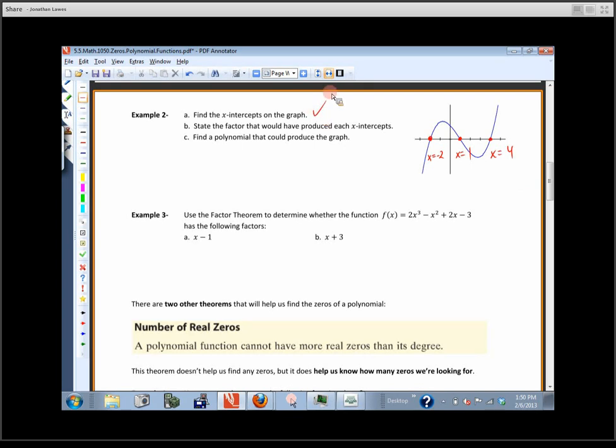State the factor that would have produced each of the x-intercepts. Or we probably should say sketch or state one possibility for each one of the factors. So if -2 is a 0, what factor should that have come from? X plus 2. And this one? X minus 1. And this one? X minus 4. Any questions there?